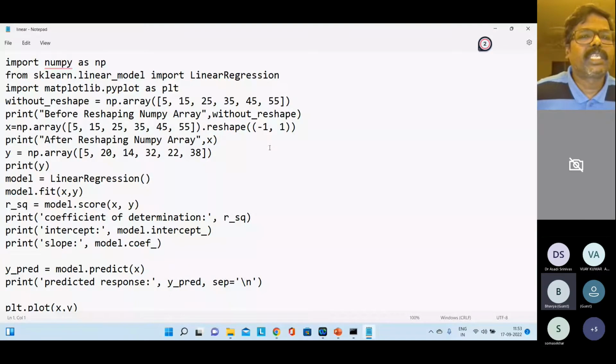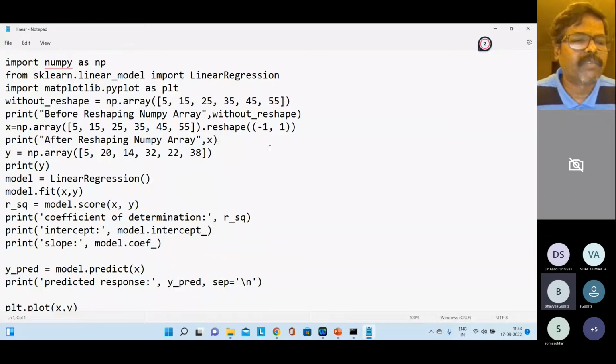Directly I am using LinearRegression from sklearn. Sklearn is a library to solve machine learning and artificial intelligence applications. Then import matplotlib. Matplotlib is a library; to generate graphs we are using matplotlib. Then x is the x-axis array I am taking. Then y is equal to the y values. Then I'm printing y. Then I'm creating a model. The model name is LinearRegression.